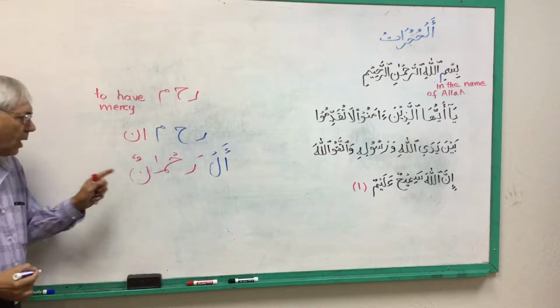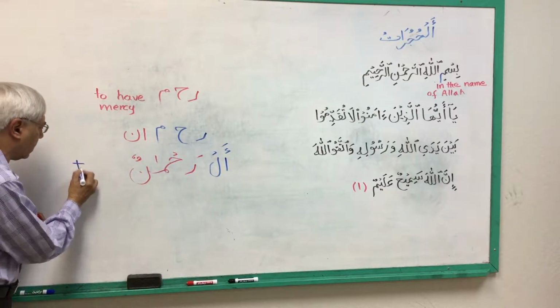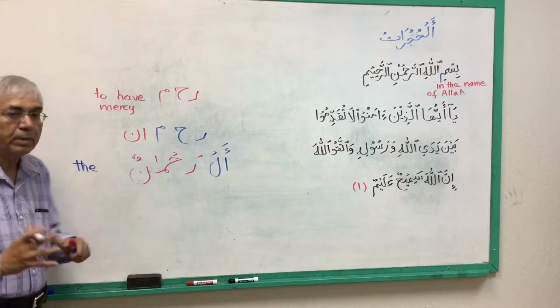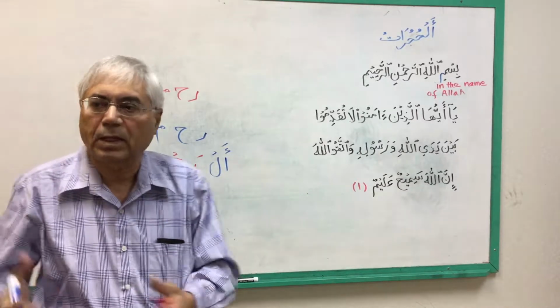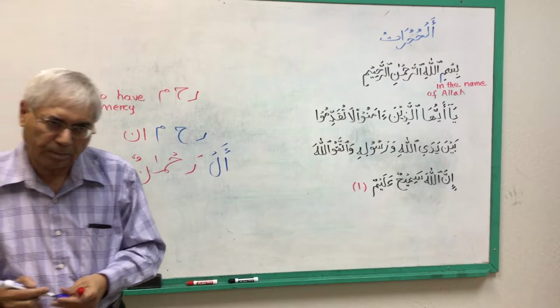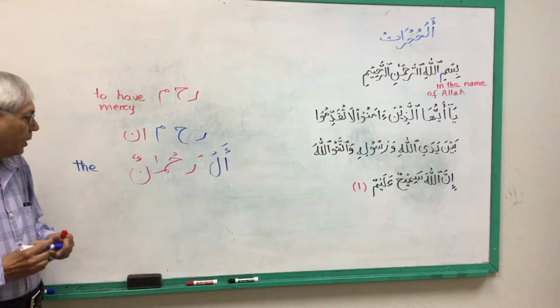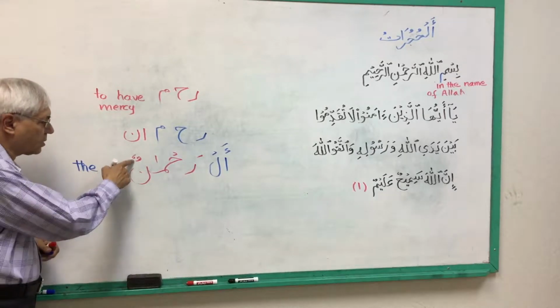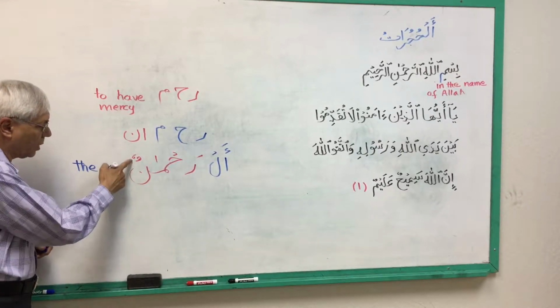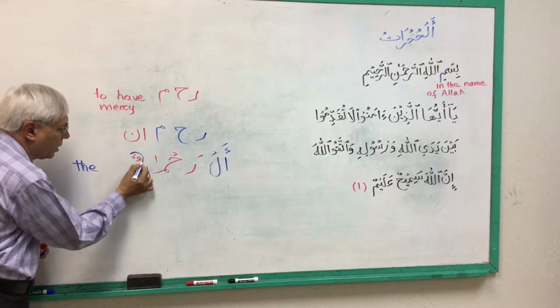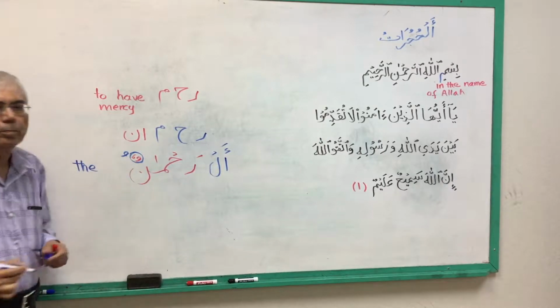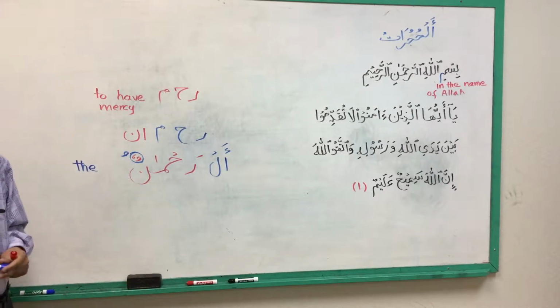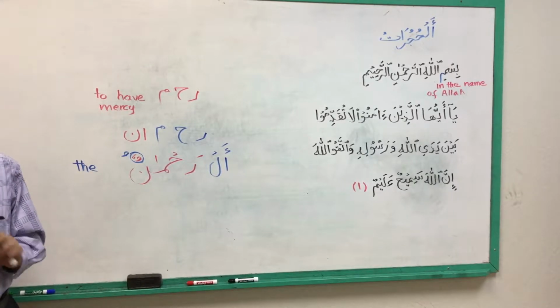Okay, Al brings the meaning of the definite. Ar-Rahman means someone who only is Rahman. There is nobody else who can be Rahman. So what Al does in Arabic: it looks at the last letter, the noon, looks at the two dhammas and changes them into one. Rahmanun became Rahmanu.